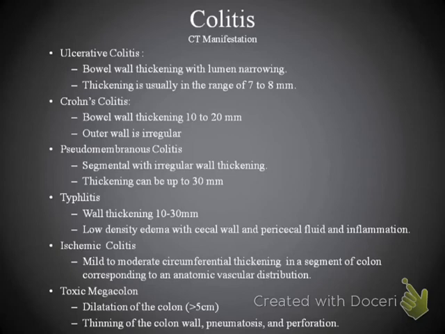Typhlitis: wall thickening of 10 to 30 millimeters, low density edema with cecal wall and pericecal fluid and inflammation. Ischemic colitis: mild to moderate circumferential thickening in a segment of colon corresponding to an anatomic vascular distribution. And toxic megacolon: dilatation of the colon greater than 5 centimeters, thinning of the wall, and possibly perforation. Basically we're going to be concerned with ulcerative, Crohn's, and toxic megacolon, because those are the ones that you're really going to see a lot of.